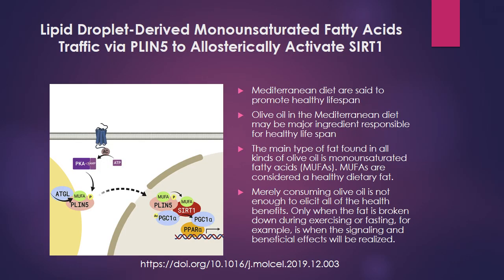This slide explains the mechanism by which monounsaturated fatty acids, like those in olive oil, activate SIRT1 via PLIN5, emphasizing that this signaling, which is beneficial, only occurs when the fat is broken down during exercise or fasting.